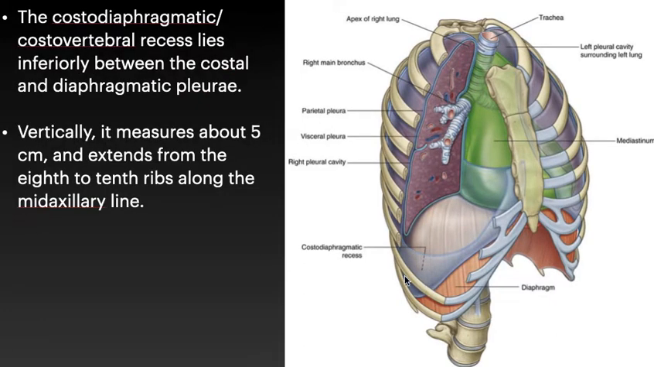The costodiaphragmatic recess lies inferiorly between the costal and the diaphragmatic pleurae, vertically measuring about 5 centimeters and extending from the 8th to the 10th rib along the mid-axillary line.